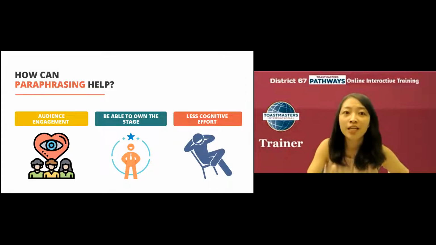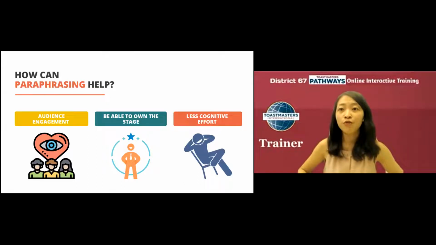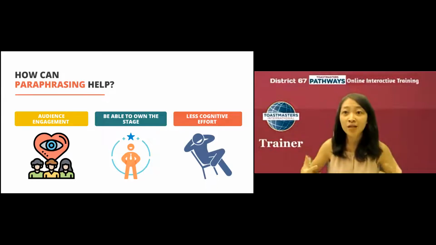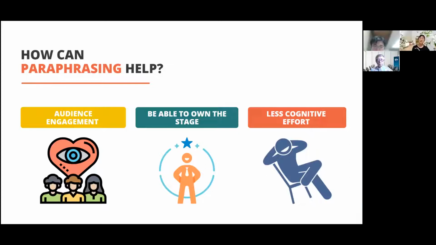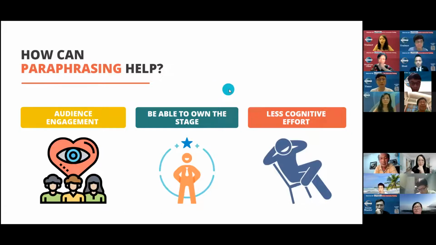So with paraphrasing, you can for sure boost your audience engagement, and of course own the stage. You feel confident and you can speak naturally on stage. And last but not least, you don't have to spend that much cognitive effort. That means you have the least memorization to do when you're doing your speech, when you know how to paraphrase well.